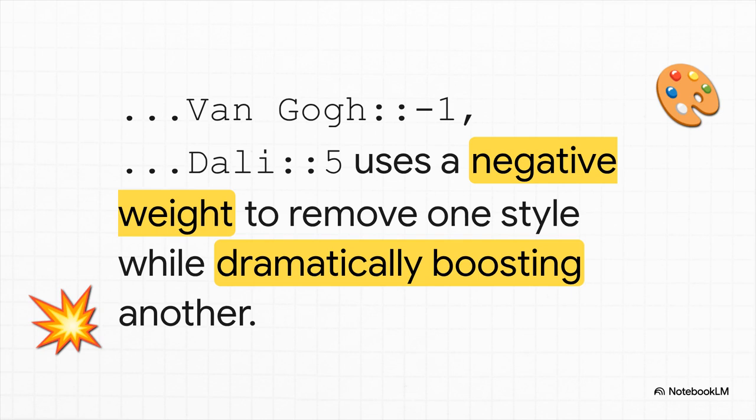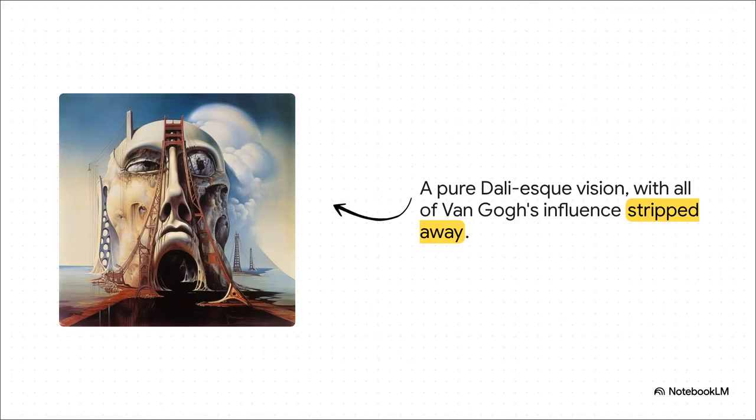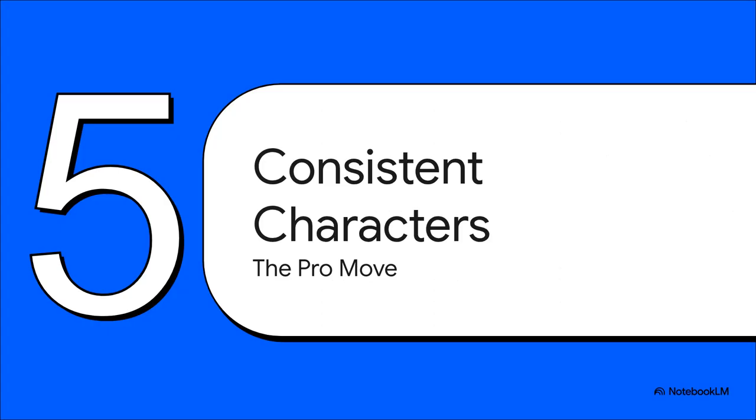Now, check this out. We're not just getting rid of the Van Gogh style here. We're using a negative weight to actively push the image away from it. At the same time, we are cranking Dali's influence way, way up to 5. This gives you just an insane amount of creative power. And just look at what you get. It's this pure, super concentrated, Dali-esque vision. Because we actively told the AI not to be like Van Gogh, we're left with this totally surreal masterpiece. How cool is that?